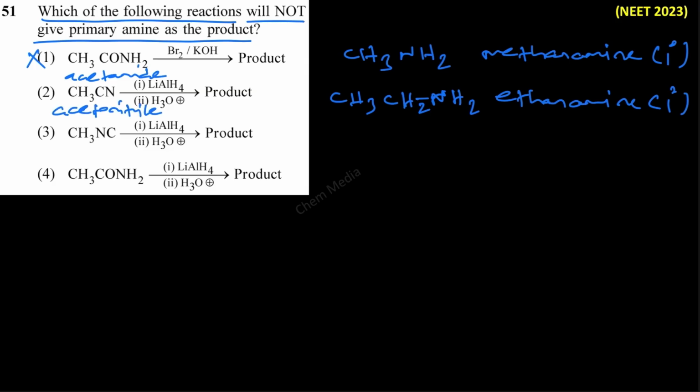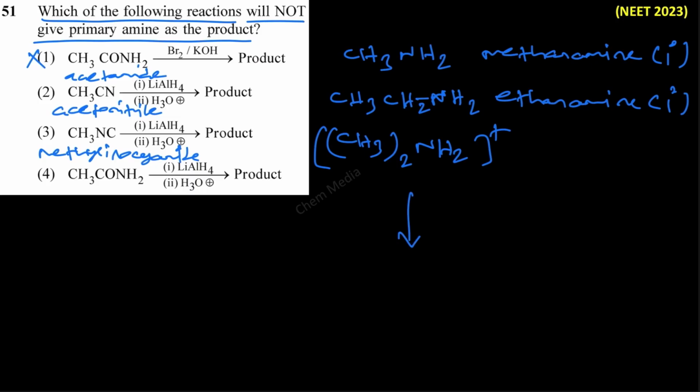And in the case of 3, we have methyl isocyanide that is treated with lithium aluminum hydride followed by acidic hydrolysis. In this case, we would get a dimethyl ammonium salt, CH3 twice and then NH2 plus. Dimethyl ammonium salt is our product.